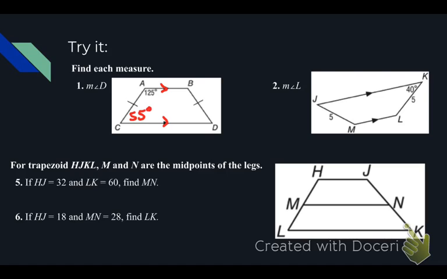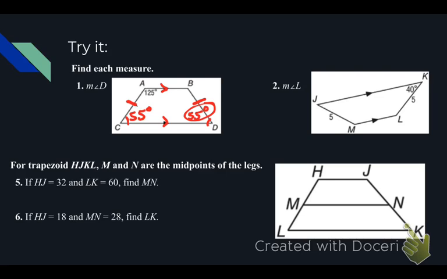55 degrees. And that would make A and C add up to 180. And this is an isosceles trapezoid. Notice the tick marks. So C and D, what's true about those two angles? They are congruent. So angle D should be 55 degrees. Okay, that's one way to do that.